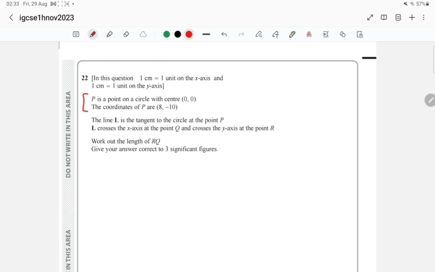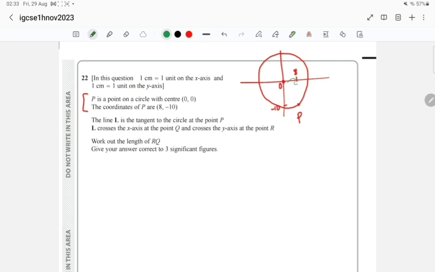Now, for me to read this is quite difficult. So what I will do is I will try to draw a diagram so I can visualize everything. So this is my y-axis, my x-axis. And 8 and minus 10 doesn't have to be exact. So this is 8, this is minus 10. This is my point P. And I know that my circle has center 0, 0 here. So this would be my circle. Right? Let's say this is my circle.